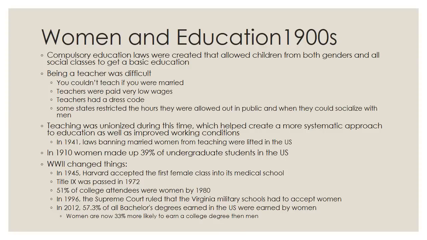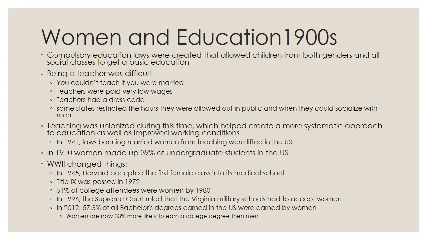Teaching eventually was unionized, which helped create a more systematic approach to education. So things like state curriculum programs developed as a result of the unions. And in 1941, laws banning women teachers from being married were lifted in most states. By 1910, women made up 39% of college students in the United States. So we see a major change there from the 1800s. And then World War II happened.